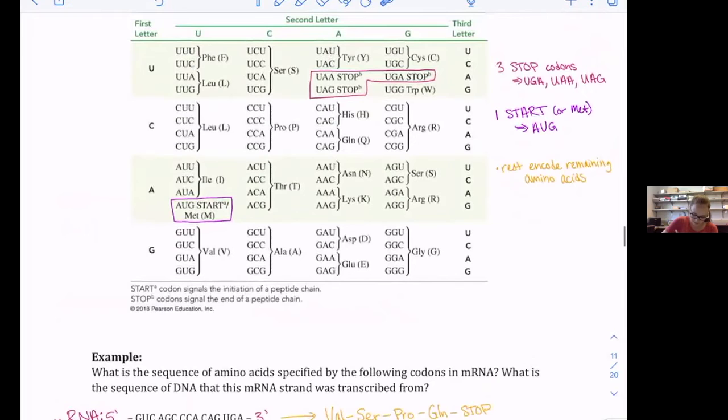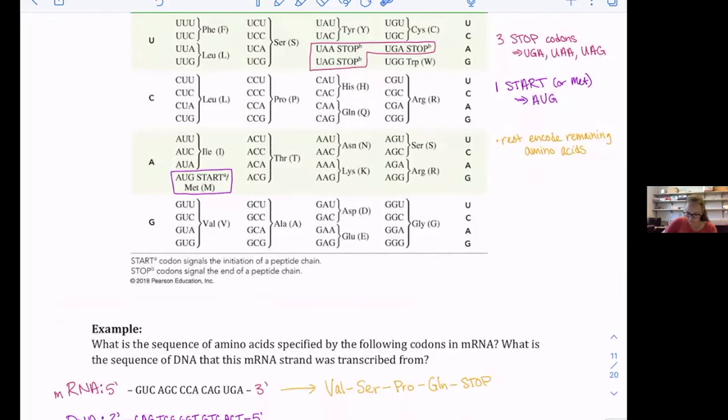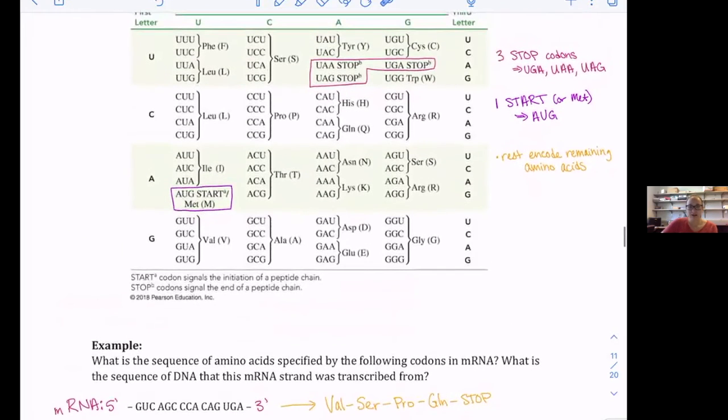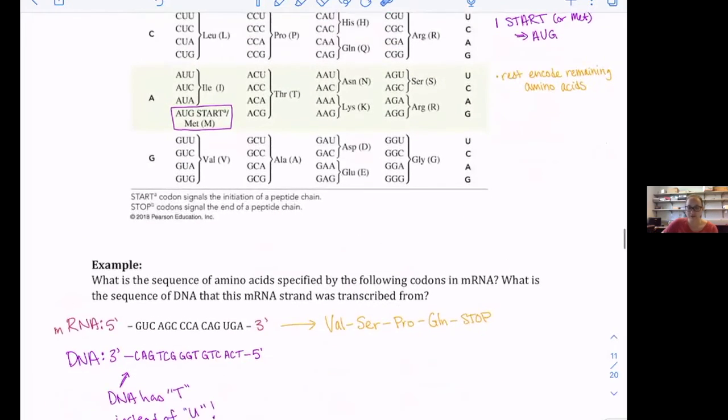AGC is next. A here, G here, C here. So arginine. Oh, no, AGC, serine. There we go. I saw the G and thought it was a C. AGC is serine. Then you just keep going through. And in this case, you find out that the last one is a stop. So this is the overall protein sequence that you're given based off of this mRNA strand.